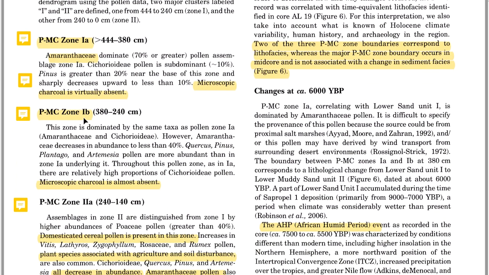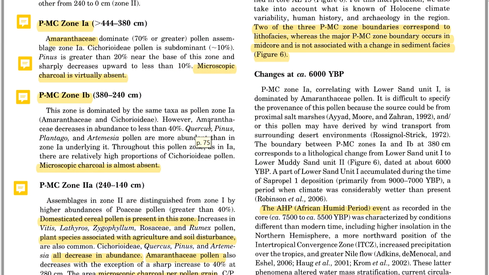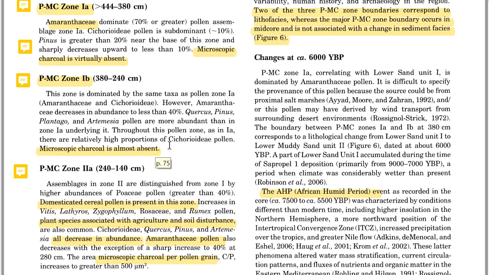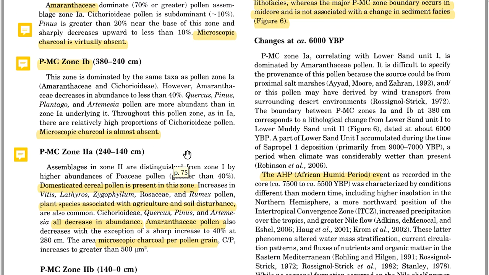And then moving into zone 1B, you get almost the same type of pollen. However, you see that the Amaranthaceae are decreasing. And then you get more of these other pollens that are starting to show up more and more. And then you can also see microscopic charcoal is almost absent. And again, when you think about charcoal, think about humans living in an area and having fires.